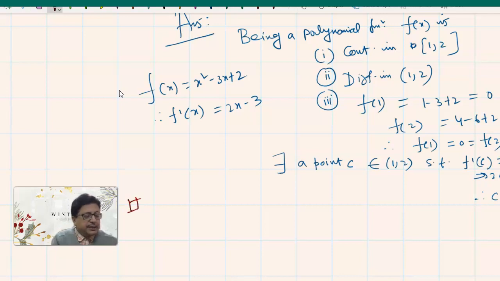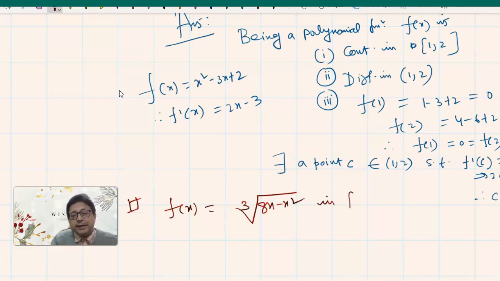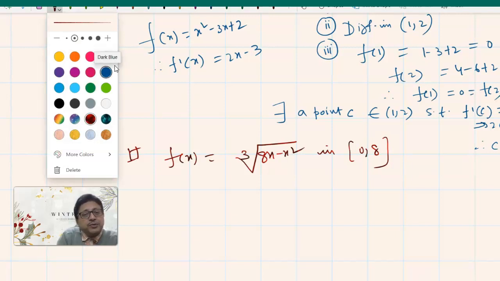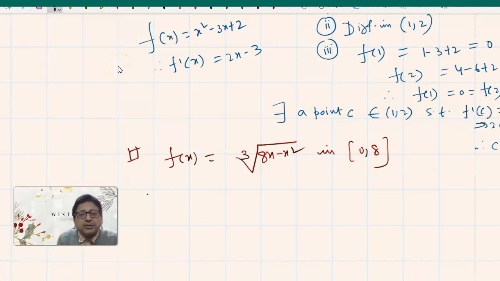Let us take f(x) equal to cube root of (8x minus x square) in [0, 8]. We are not going to plot the graph of this function. Graph plotting here may take more time than the algebraic method. So we will be solving it with the help of the algebraic method. Algebraic method means you have to check whether it is continuous or not. Is there any point of discontinuity of the function?